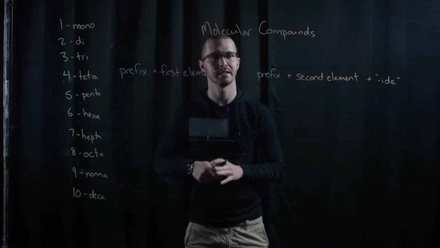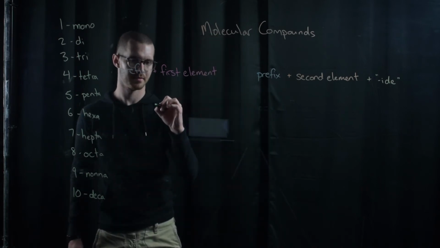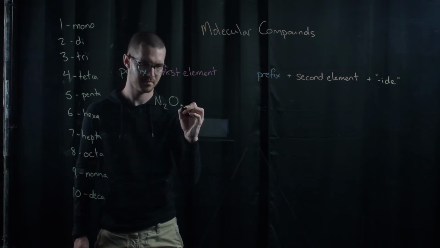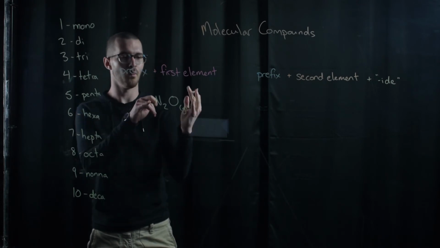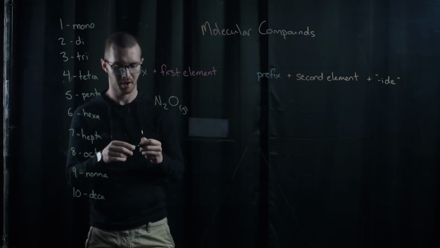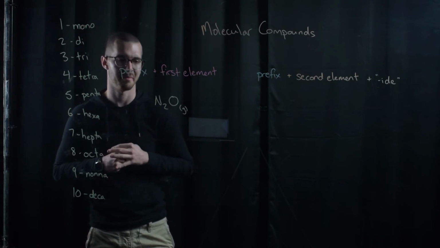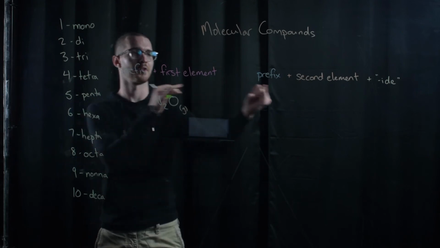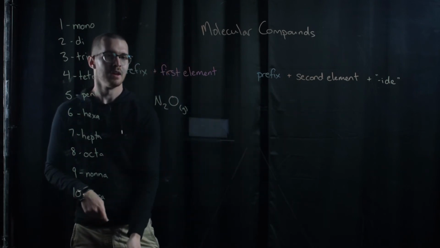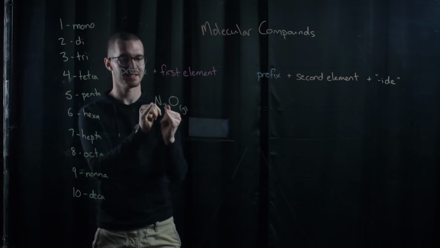So let's take a look at an example in order to see how we use this formula. Alright, so let's start with this one. We want to figure out what this molecular compound is called. We know it consists of 2 nonmetals, so we know this is a molecular compound, but we need to be able to name this. Well, we need to look first at this formula that we've written down. So we need first, in our first element, the prefix plus that first element. Now the first element is nitrogen.